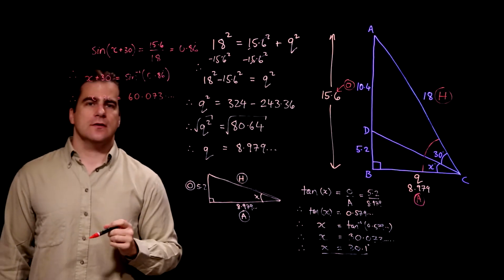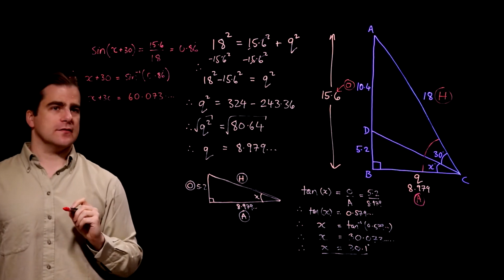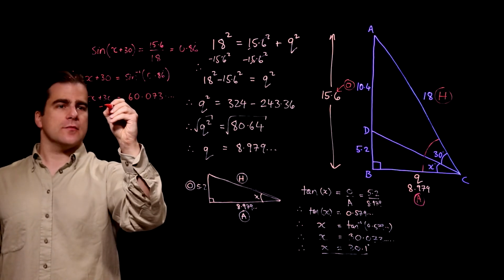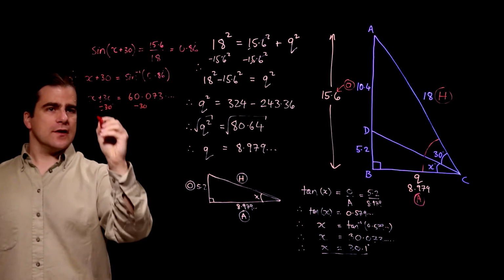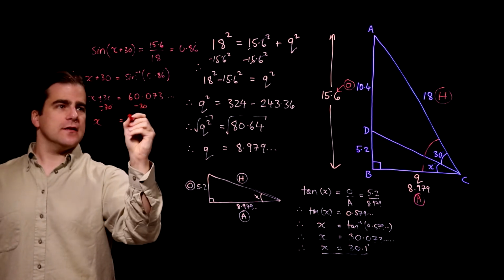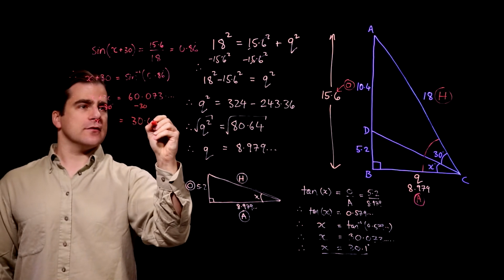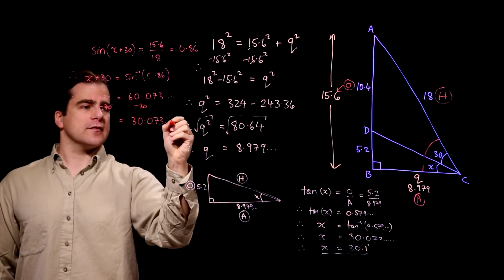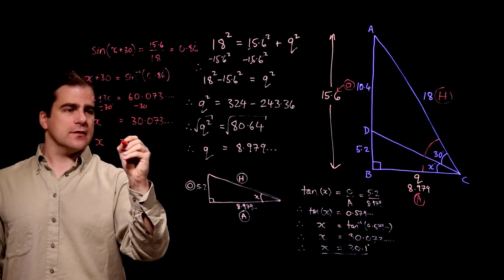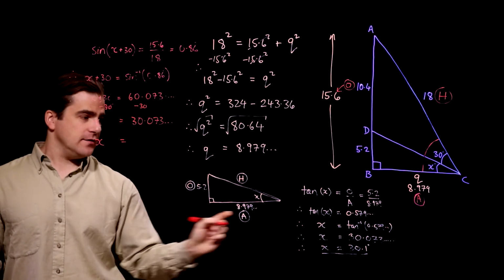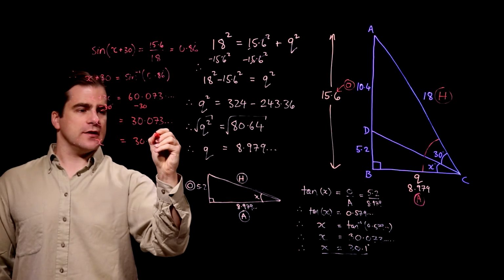Good. Therefore, you want to find x, so take the 30 over here by subtracting 30 from both sides. Therefore, x is 60.073 minus 30, which is 30.073 something. Which, to one decimal place, the 7 pushes that up to a 1 again, just like down there. 30.1 degrees.